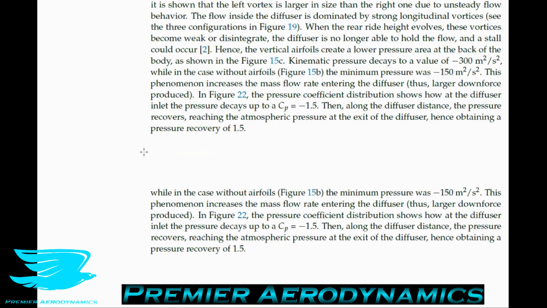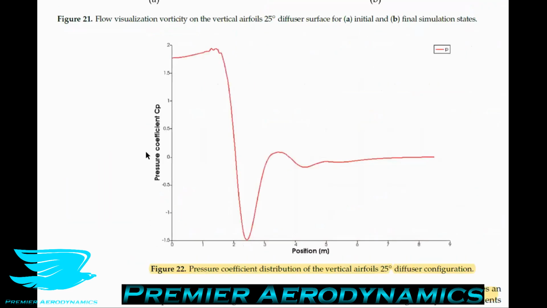So moving on to figure 22, this tells us quite a lot. Figure 22, the pressure coefficient distribution, shows how at the diffuser inlet, the pressure decays to a pressure coefficient of minus 1.5. So what this means is when we get to the diffuser inlet, the pressure has dropped so much, it's gone to negative 1.5, the normalized pressure effectively. Then as we go along the diffuser, the pressure recovers, so it goes close to zero, it overshoots a little bit, then it stabilizes at zero.